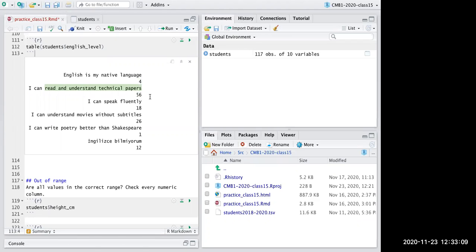If you are going to be a molecular biologist, you should be able to read technical papers in English. Okay. Speak fluently. Yeah, it is good, not essential. Understand movies without subtitles. And that is super interesting because there is someone that said they can write poetry better than Shakespeare. I want to know who that person is, and we're going to make an exam of writing poetry. Otherwise, it's dishonest. And it worries me that 12 people don't know English and they are taking this course that is in English.